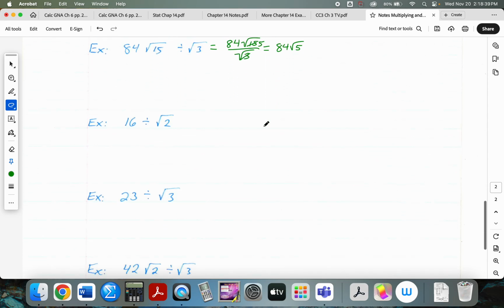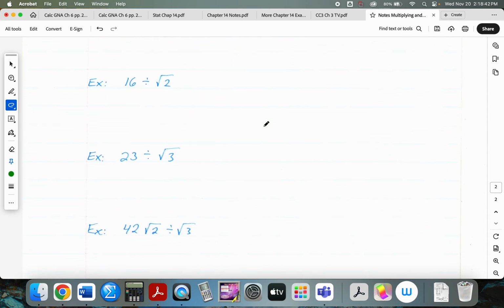All right, well, what if there isn't a square root on top? What are we going to do? Well, we're going to use a mathematical technique that's called rationalizing the denominator.